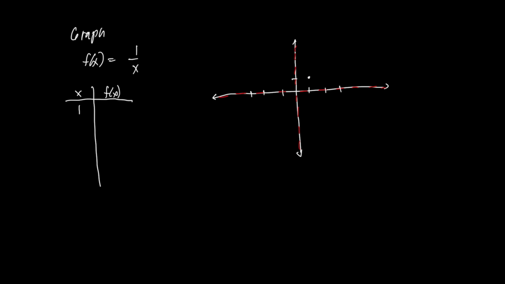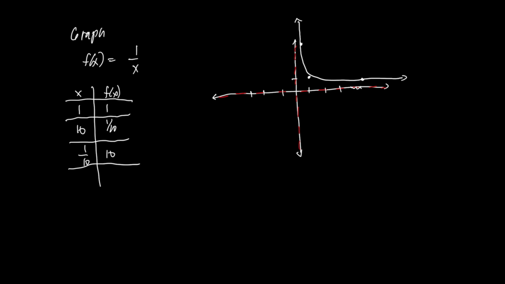When x is 1, our f of x is also 1. Now when x is 10, our f of x is 1 over 10. So here, when x is 10, it's 1 over 10. Now when x is 1 over 10, our f of x is 10. So it's here. Connect the points.